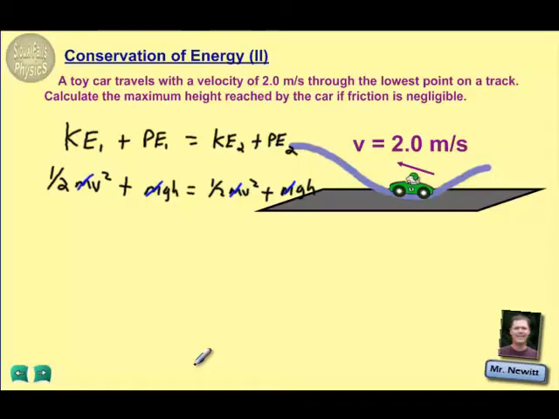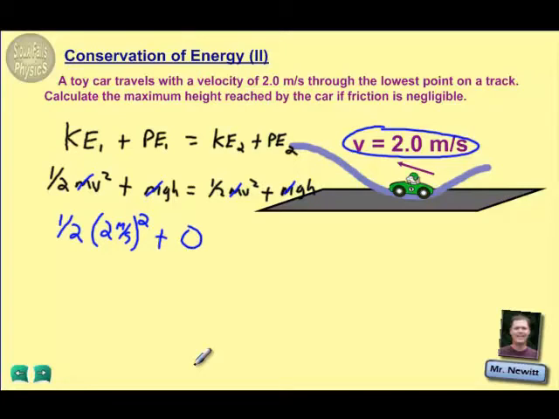All right, now let's see what we have here as far as what we can fill in. We know that the velocity that this car is traveling at the beginning is 2 meters per second. And so I'll be able to put that in for my velocity. So I'm going to essentially have 1/2 times 2 meters per second. And don't forget to square that. The potential energy that that car has at the beginning is 0 because it's at the lowest point on the track. So I have no potential energy there to work with.